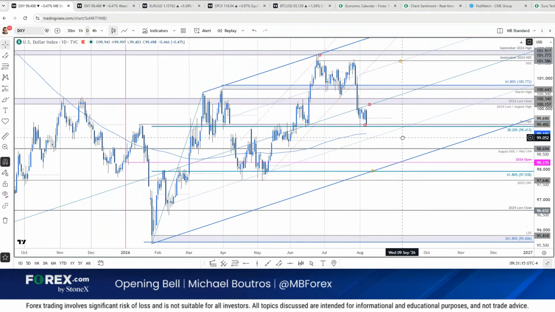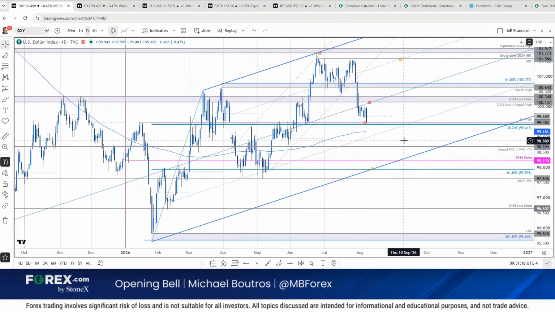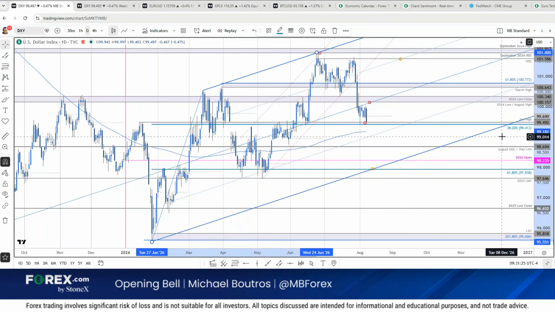Here's what it looks like on the DXY. We're right at support, 99.41, 99.49, the objective monthly and weekly range low, the 38.2, the advance off the yearly low, and the January high. It's all right here. We're testing that support pivot right now.